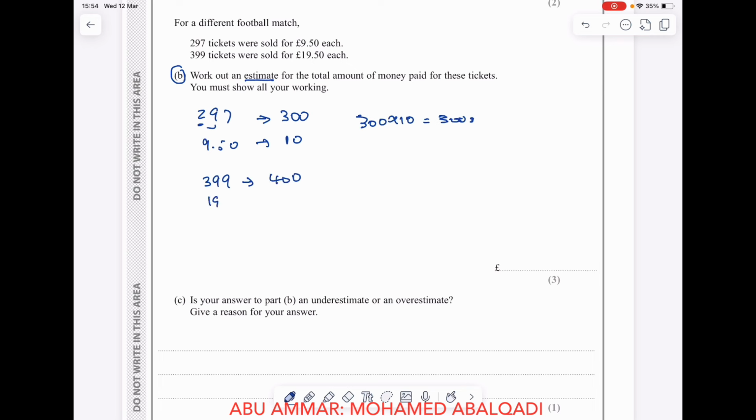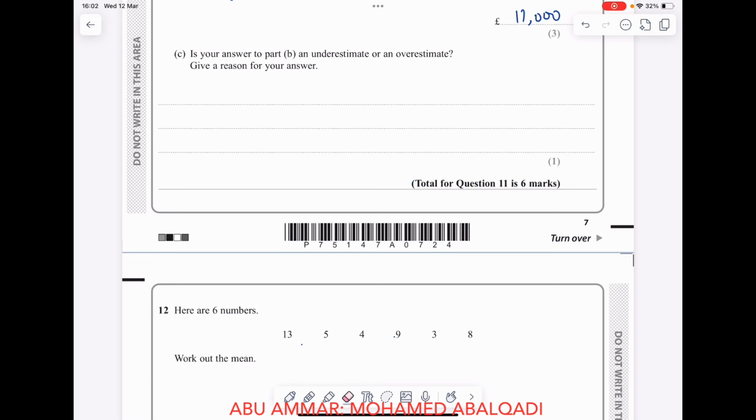Then we round up 399 to one significant figure, this will be 400, and they were sold for £19.50 each. So to one significant figure, this will be £20. So the total amount paid will be 400 times 20, which will be £8,000. So the total amount paid for all tickets will be £3,000 plus £8,000. The total will be £11,000.